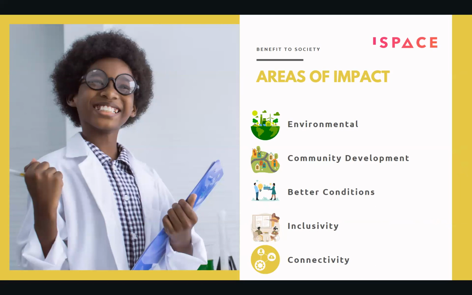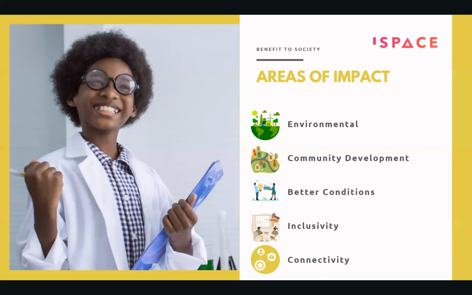So now, going into areas of impact. Areas of impact is something that is really important to understand, because essentially these are some of the categories. When you look at the categories themselves, it gives you a better picture of what your venture or concept or project works on. I'm going to call it the context as well, instead of giving the options. So there are environmental areas, community development, improved conditions, inclusivity, and then also connectivity.